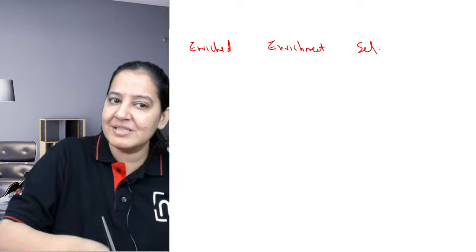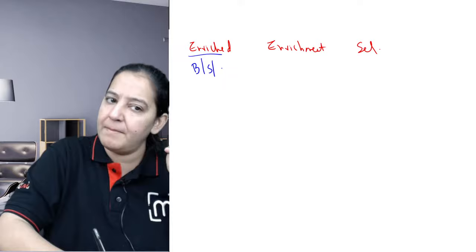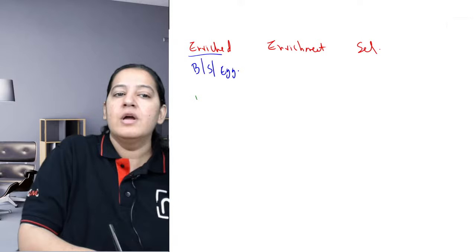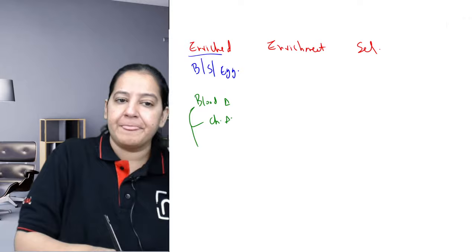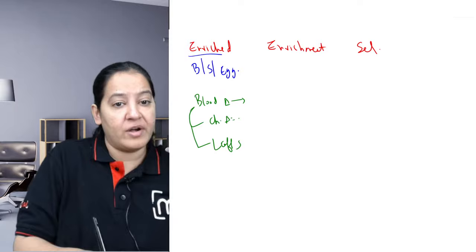Enriched media is a media which contains blood or serum or egg. Right. So what are the three examples I told you? Number one, blood agar. Number two, chocolate agar. And number three, Loeffler serum slope. Blood agar contains blood. Chocolate agar contains heated blood. And Loeffler serum slope contains serum.